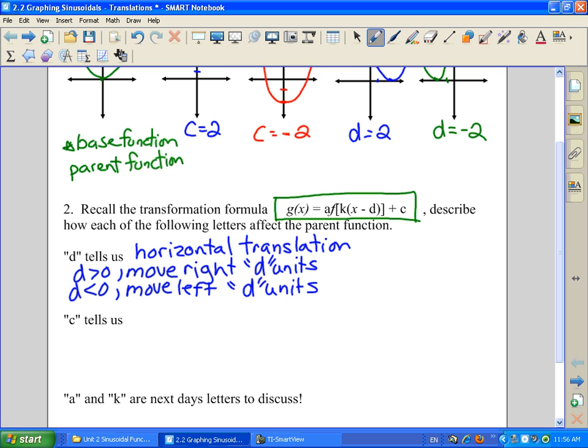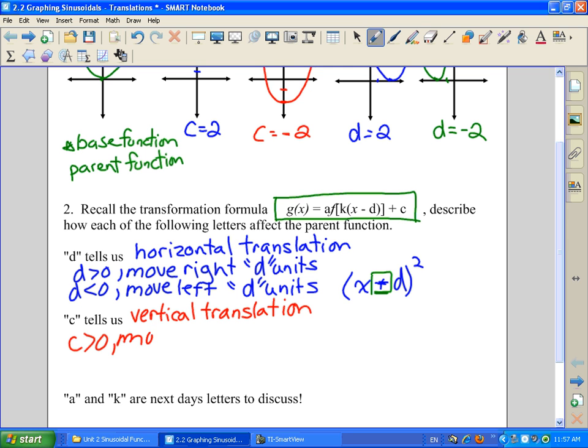And just remember, in your equation, it's going to look like x plus d squared. Okay? So when it's less than 0, it's going to have a plus sign there. Okay? So make special note of that. All right. Now the C, ladies and gentlemen, it deals with not your horizontal translation, but your vertical translation. Okay, going up and down. So if C is greater than 0, you're going to move. Sorry, let's try fixing that up.